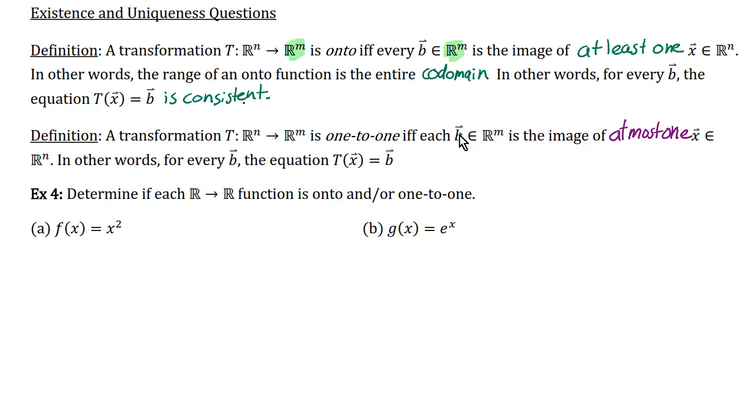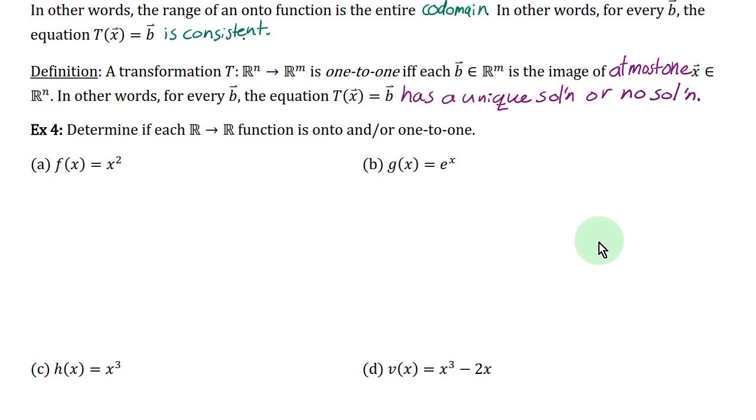Another way to say that is in terms of equations and solutions of equations. The equation T of x equals b has a unique solution, meaning one vector x that works, or no solution. But to be onto, you could have one or two or three solutions, but not 0. So that's the main difference.